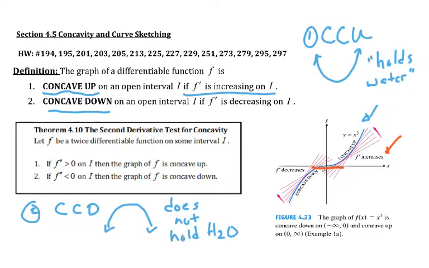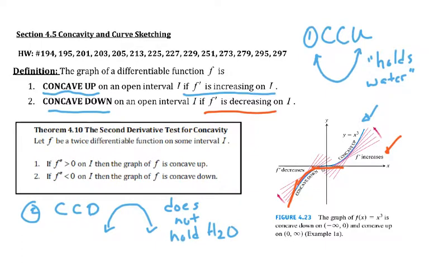When you're concave down, on the other hand, your first derivative is decreasing. You can see that down here it's pretty steep, and then it gets less steep, less steep, less steep in terms of the slope of the tangent line.